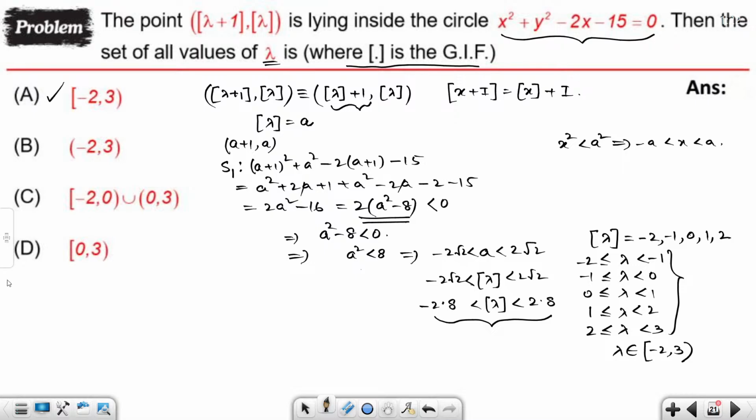It's a very nice question. This special function has been involved in this coordinate geometry. So in that way, it's a nice sum. Okay. Therefore, your option A is correct. Is it clear to all of you? If you have any doubt, please do write in the chat section so that I can explain it once again.